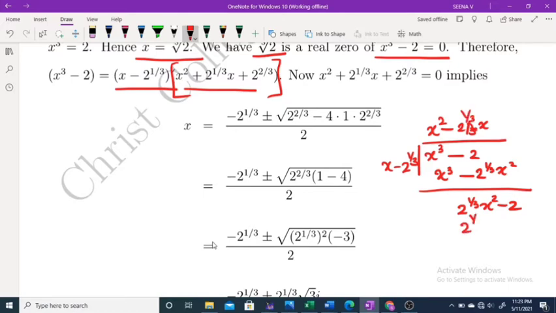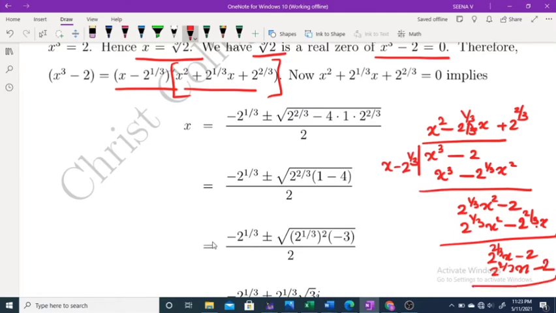So 2 raised to 1 by 3 x square minus 2 raised to 2 by 3 x. If you subtract this, 2 raised to 2 by 3 x minus 2, so here plus 2 raised to 2 by 3. So 2 raised to 2 by 3 x minus 2 raised to 3 by 3, that is 1, gives 0. So this is the factor.